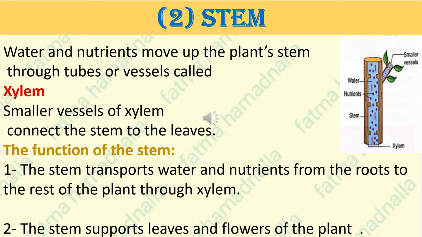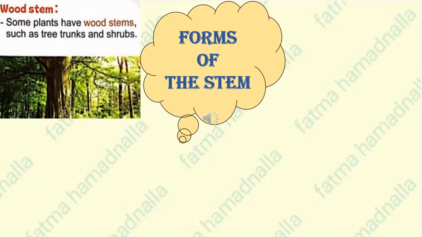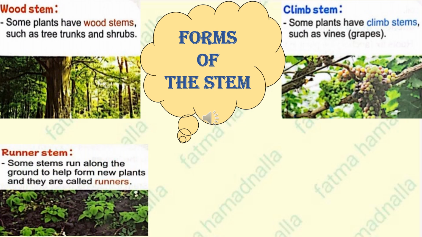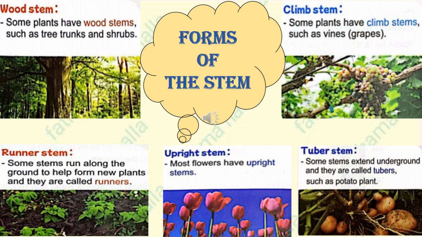Okay, there are many types of stem. Let's discuss them. 1. Wood stem. Some plants have wood stems, such as trunks and shrubs. 2. Climbing stem. Some plants have climbing stems, such as vines or grapes. 3. Runner stem. Some stems run along the ground to help form new plants and are called runners. 4. Upright stem. Most flowers have upright stems. 5. Tuber stem. Some stems extend underground and are called tubers, such as in the potato plant.